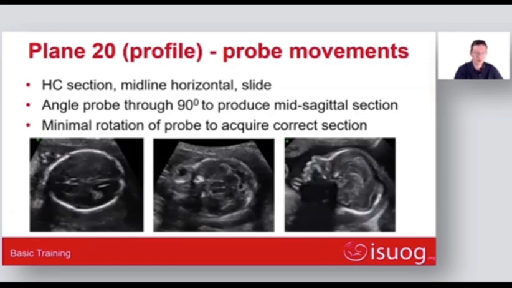So from the transventricular plane, we slide down to the cerebellum and orbital plane, and we angle through 90 degrees to produce the mid-sagittal section.